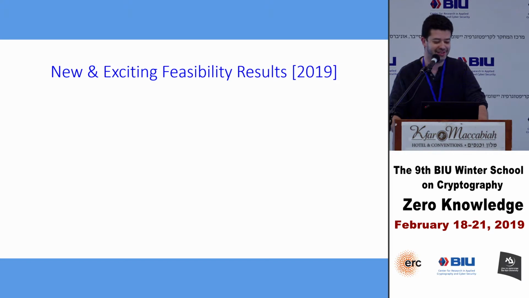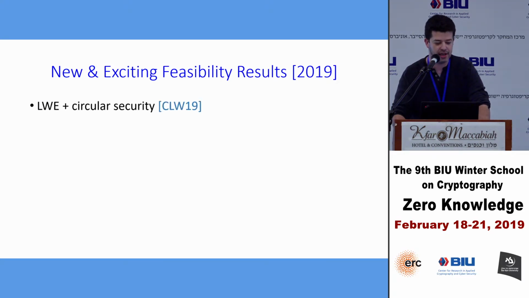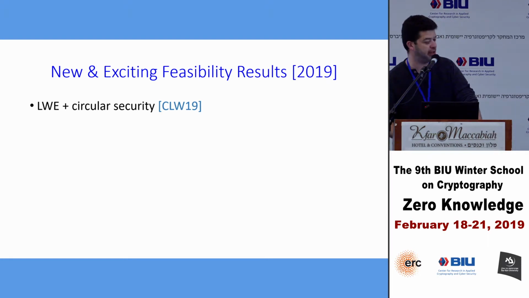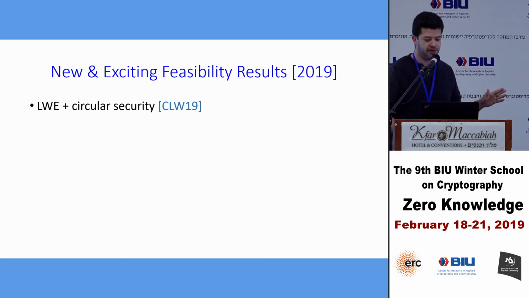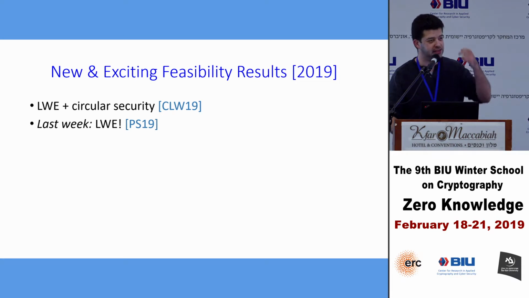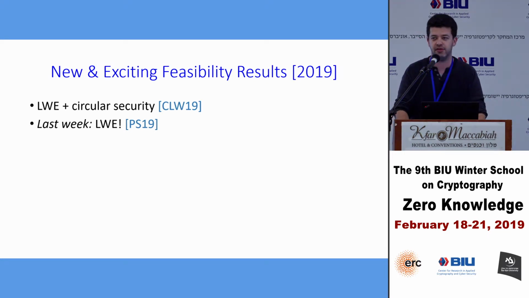In 2019, we have some new and exciting results. I want to mention them. So work of Canetti, Lombardi, and Wichs from 2019 gave a first construction based on the learning with errors problem. So in particular, based on worst case hard problems on lattices, together with this somewhat annoying thing called the circular security assumption. I don't want to define that. And just fresh off the press last week, Peikert and Shiehian, I hope I'm pronouncing the name correctly, showed that we can do this from vanilla LWE, which was a pretty important open problem for over a decade. So that's kind of exciting.